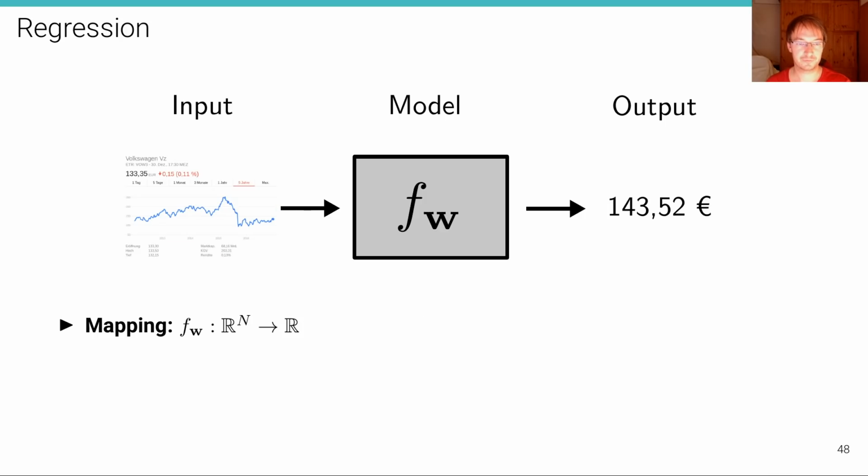Here's an example for a regression problem, which we are going to discuss in this lecture. In this case, it's an example for a stock value prediction. The input is a sequence of stock values, R to the power of n. So we have n such numbers here. And the output is a single number, for instance, the value of the stock tomorrow. And this is a continuous number. So this is why this is a regression problem.